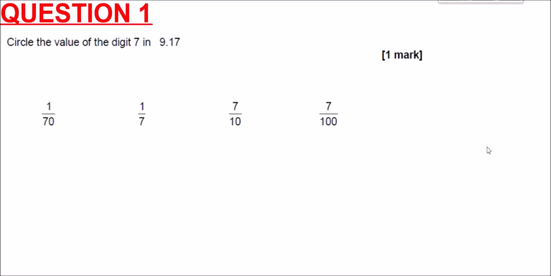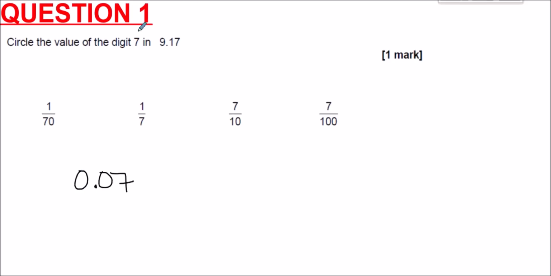The first one is to circle the value of the digit 7 in 9.17. And so this first question here, we're only concerned with one of the digits. We don't care about the 9 and the 1, is what I mean to say. And so what we can do is essentially forget the 9 and the 1 and replace the 9 and the 1 with zeros.